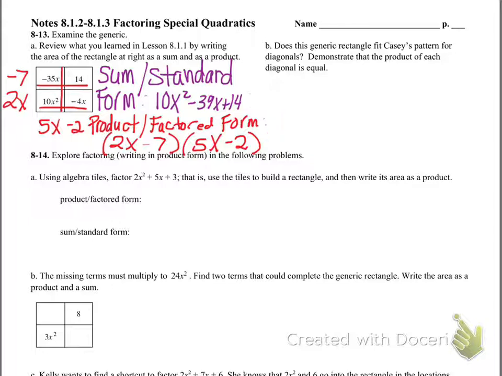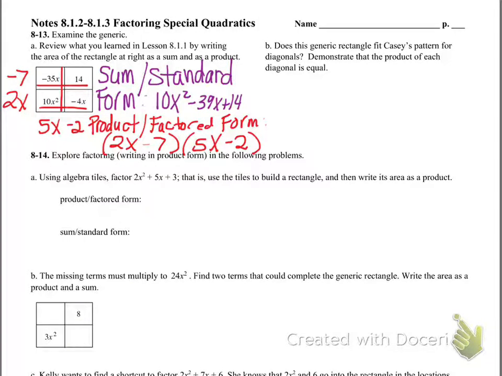So here we go. Moving on to part B. Does the generic rectangle fit Casey's pattern for the diagonals? If you remember on 8-11, Casey's pattern was that the diagonals do multiply to the same number. It says demonstrate that the product of each diagonal is equal. Okay, well, I'm going to show my work because it's math class and I am an A student.